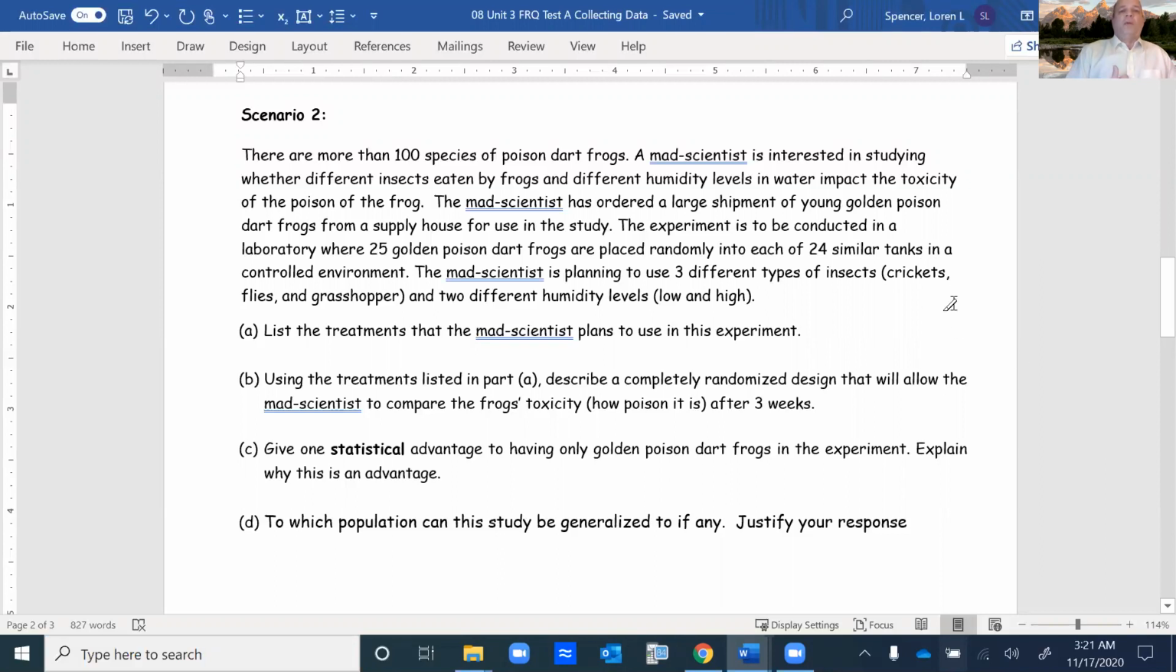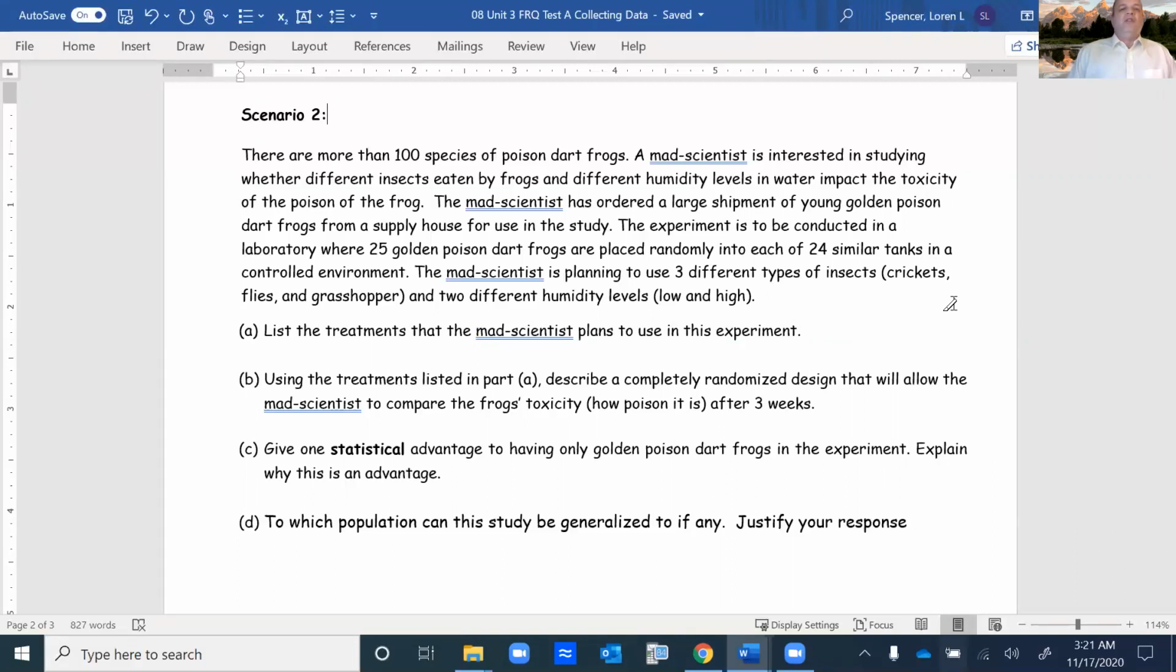poison dart frogs placed randomly into each of 24 tanks. So real quickly, if I have 25 frogs per tank, 25 times 24 means I have a total of 600 frogs that I'm going to distribute among the tanks. And yes, I actually changed the number just to make this explanation easier, but we adjusted for that when we were doing the grading.